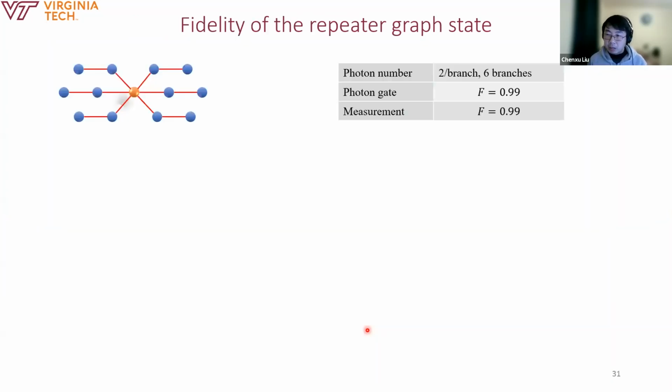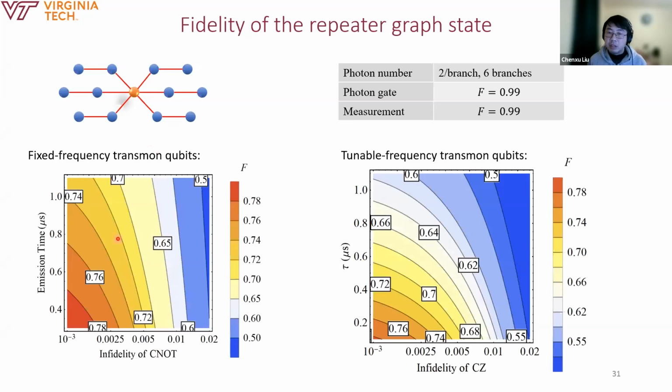So with this parallelization method, we consider the fidelity of this microwave 6-branch tree-like graph state, using either the fixed frequency or the tunable frequency transmon qubit. So here we plot the overall state fidelity for both the fixed frequency transmon qubit and the tunable frequency transmon qubit. Both of the systems can generate the state with good fidelities. For the fixed frequency transmon qubit, we see that the fidelity is slightly better than the tunable frequency transmon qubit.